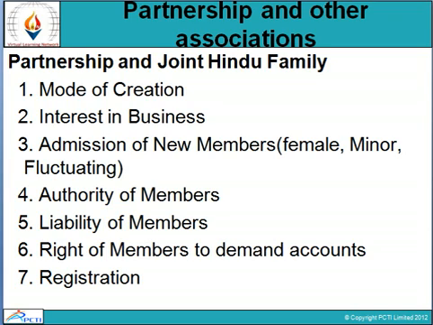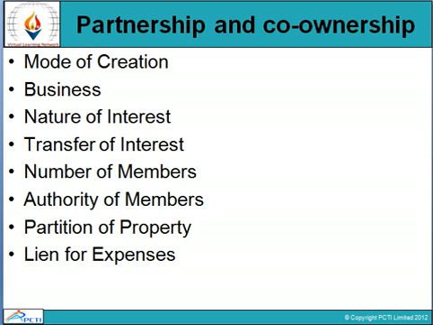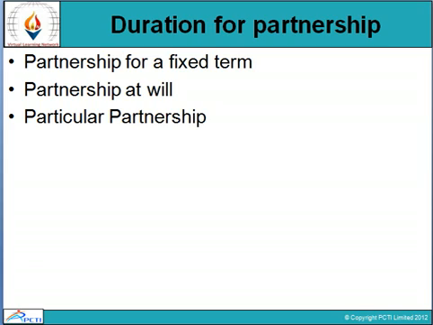Partnership and joint Hindu family. First one is mode of creation, interest of business, admission of new members, that is female, minor, fluctuating, authority of members, liability of members, right of members to demand account, and last one is registration. Partnership and co-ownership. Mode of creation, business, nature of interest, transfer of interest, number of members, authority of members, partition of property, and last one is lien for expenses.